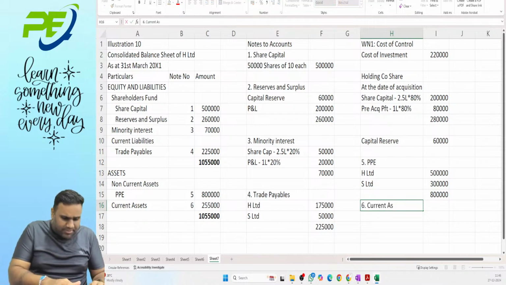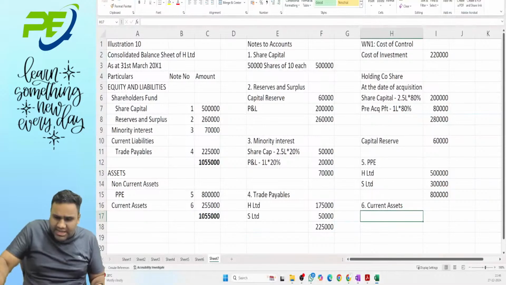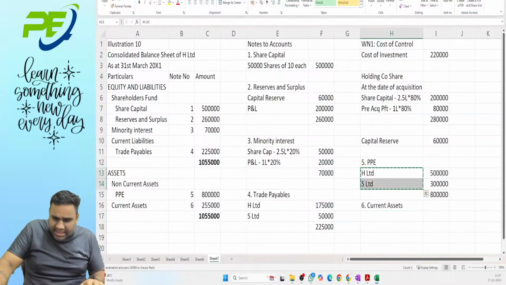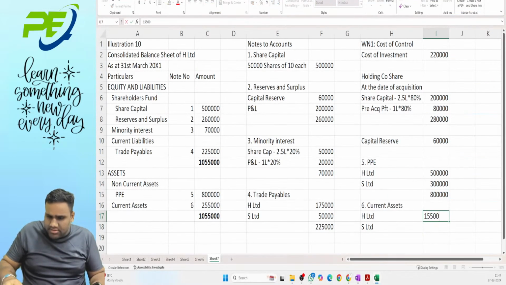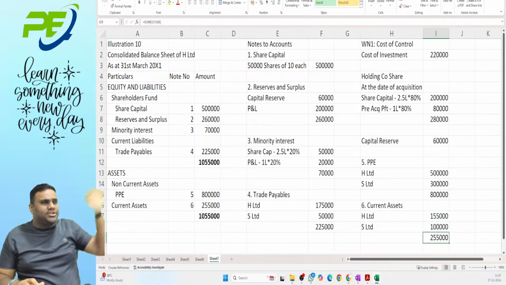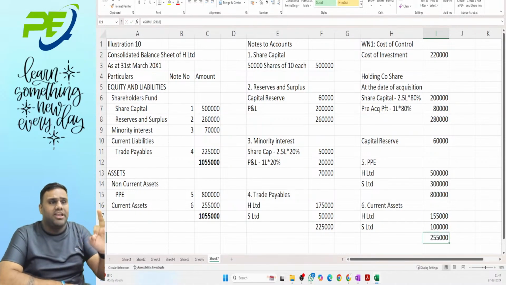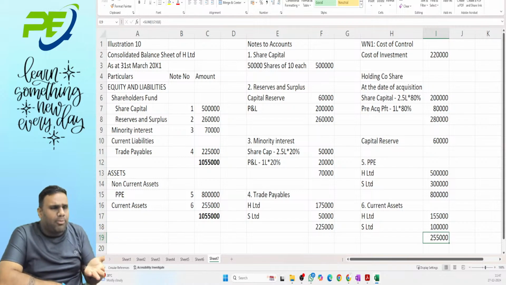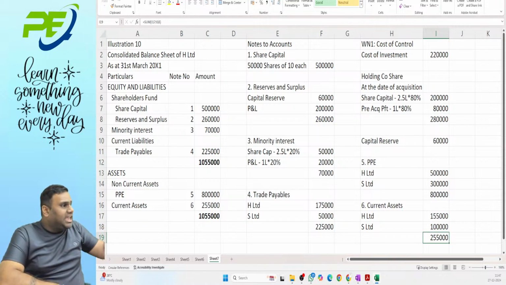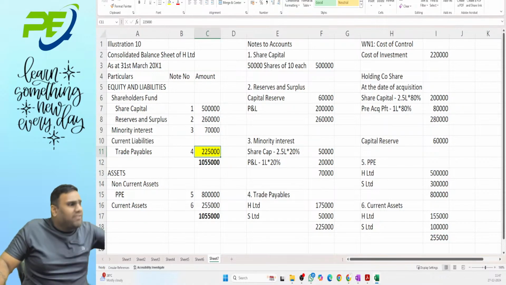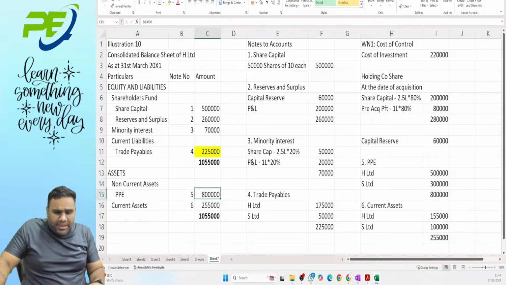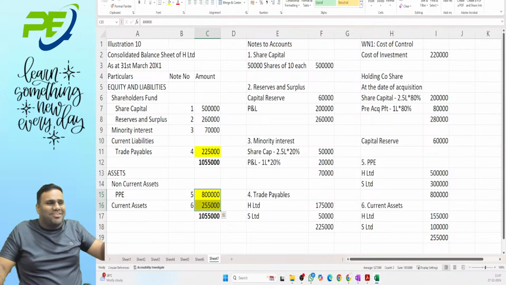Everyone, now give me 1 minute, and then you can start writing. So current assets: H Limited and S Limited, 155 and 1 lakh, 255. Consolidation over. So what did we do? Three items we have just added. See, trade payables, simple one-to-one addition, PPE, and assets.